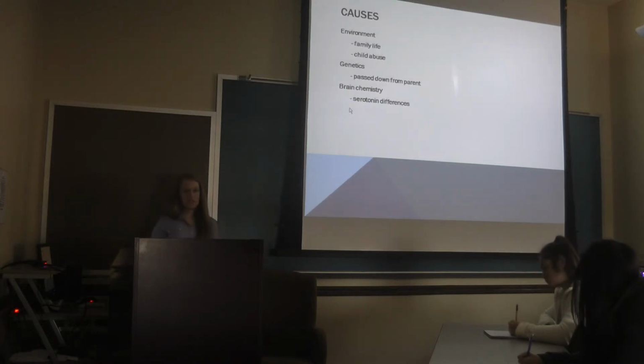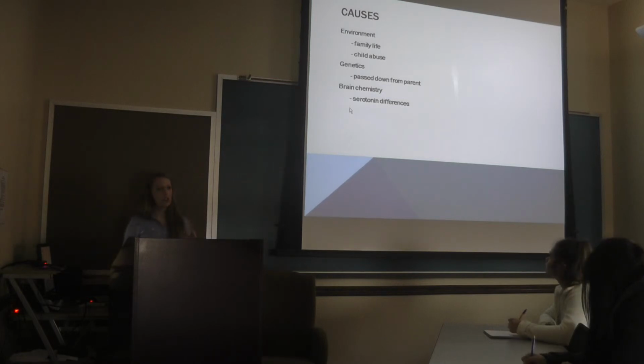The causes of this disorder are environmental, like the other ones, having a rough family life and being abused as a child. It can also be passed down from their parents, so if a parent has this disorder, it's likely that the child will have it as well. And then there's also a chemistry problem in their brain where their serotonin works differently than most people's.